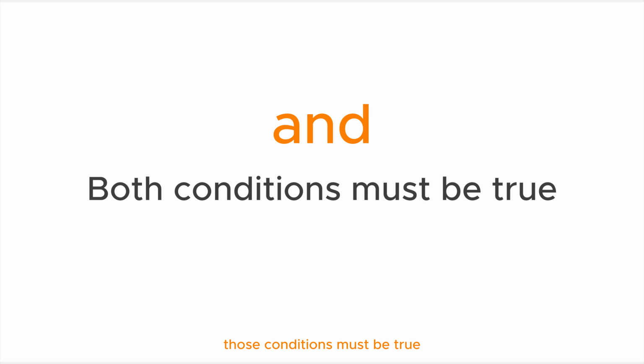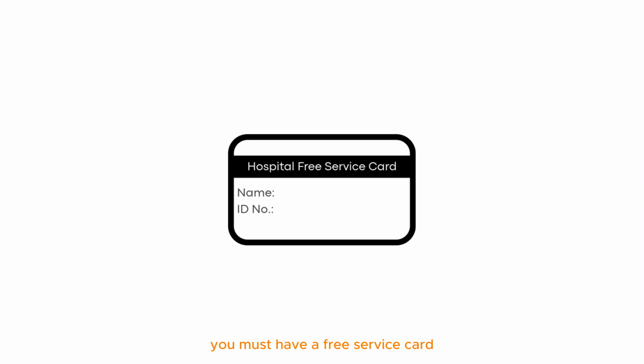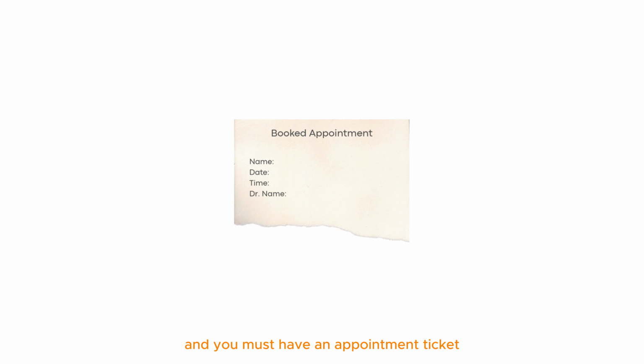First, the and rule. Both conditions must be true. Imagine you want to visit a hospital that offers a special free service. The hospital's rule is very strict. The receptionist tells you to get this free service, you must have a free service card and you must have an appointment ticket. In this situation, if you are missing even one of these items, you cannot proceed. Both must be true. This is the and rule.